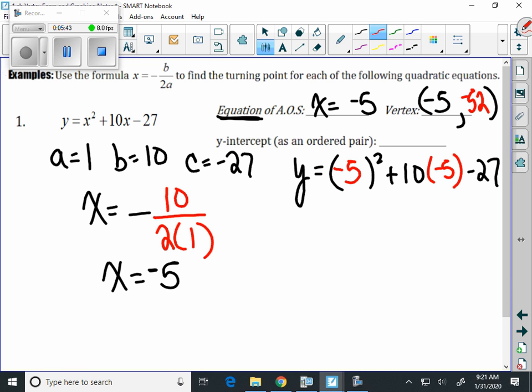And lastly, I probably should have done it first, but the y-intercept is probably the easiest because our formula is (0, c). And the c value, which we listed right at the beginning, is negative 27. So it's (0, negative 27).